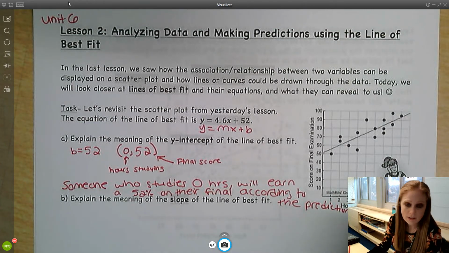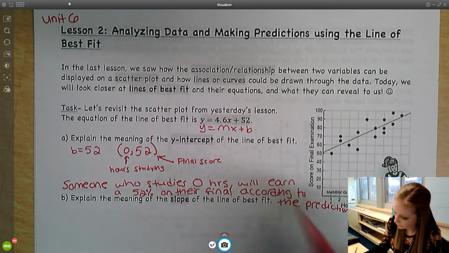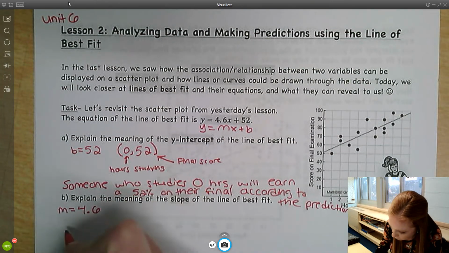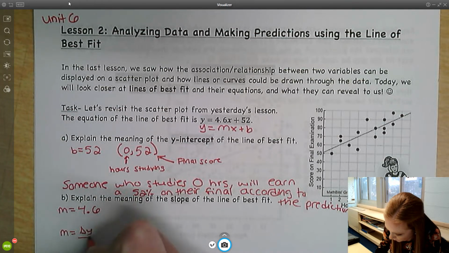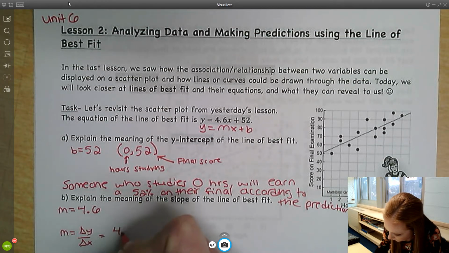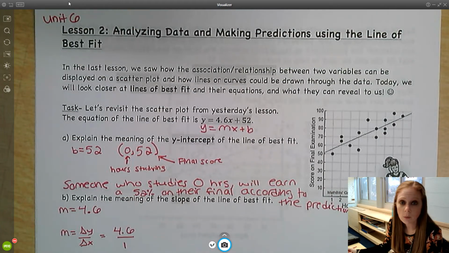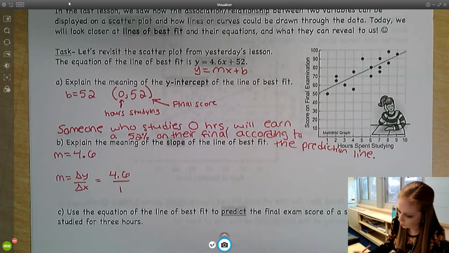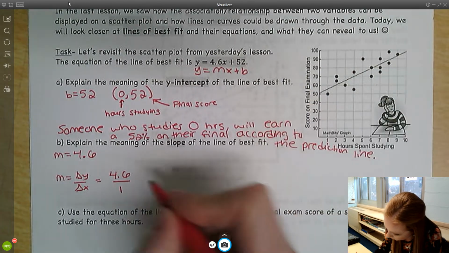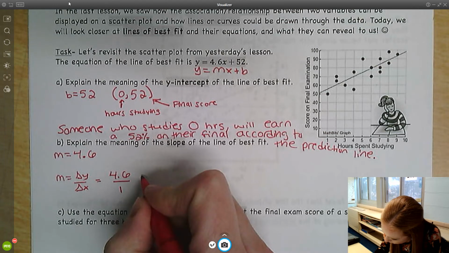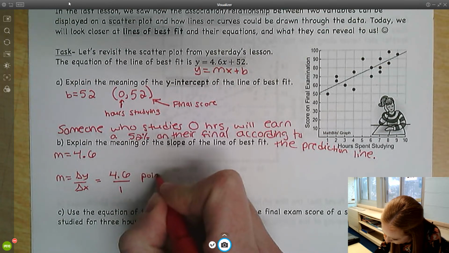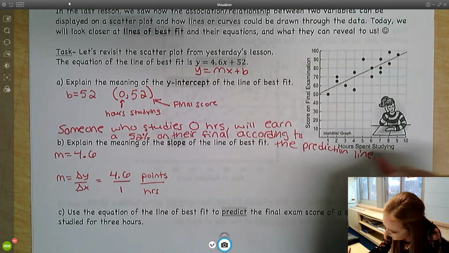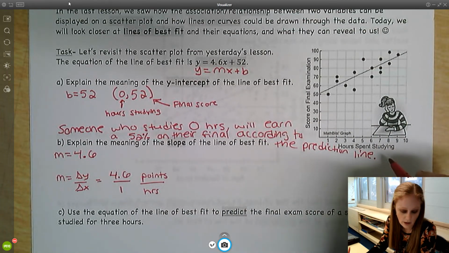What is the meaning of the slope? Well, our slope is our m, so our slope is our 4.6. Now we can write slope as change in y over change in x. So we have 4.6, and when there's no denominator, we can make it a fraction by writing it over 1. Our y is their score, so we could say 4.6 points, whereas our x-axis is hours, so it will be points over hours.